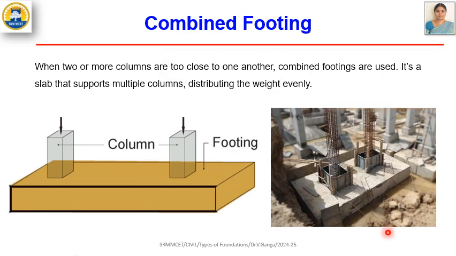In this figure, these columns are very near. If we go for an individual footing, the footings may overlap. So in these cases, combined footings are generally adopted.